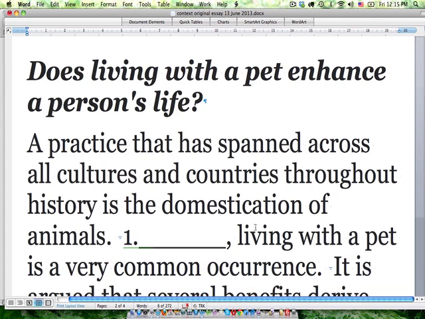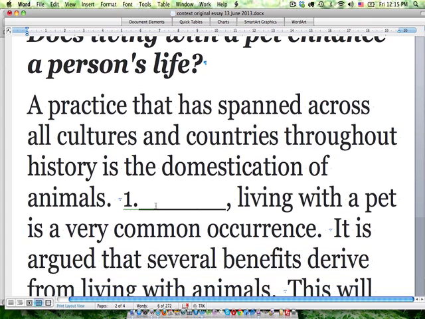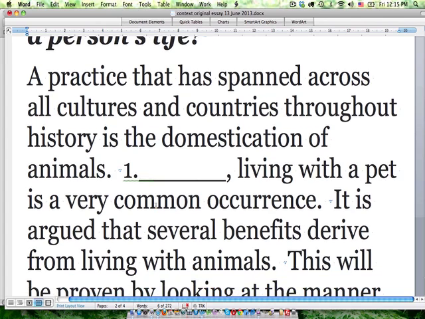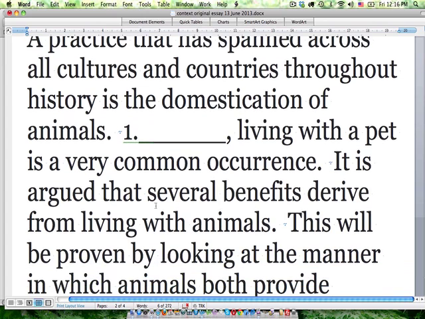So from the beginning, the essay reads, a practice that has spanned across all cultures and countries throughout history is the domestication of animals. Okay, then blank, living with a pet is a very common occurrence.